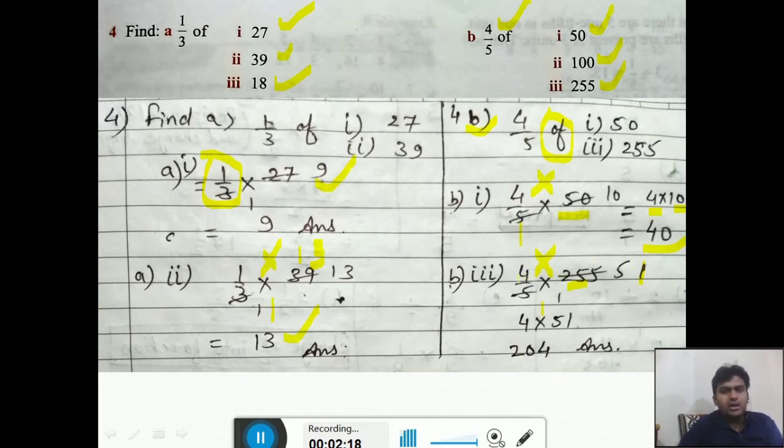And here we already have 4. So 4 into 45 equals 180. So 4 upon 5 of 225 will result in 180 as the answer. So I hope you understood this question, this exercise.